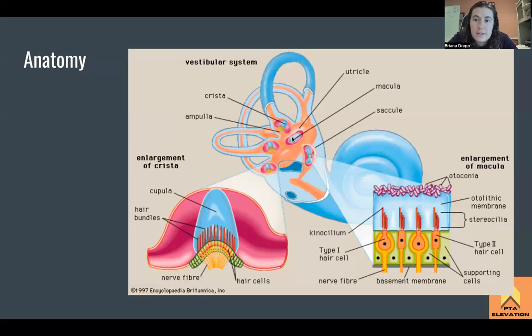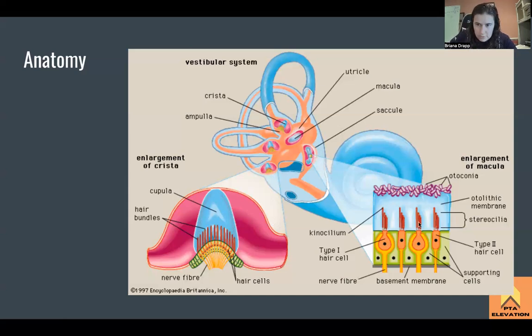You'll see these parts here, the utricle and the saccule. Essentially, that's for nodding our head up and down or tilting our head side to side. What happens is these otoconia will pull on this otolithic membrane and they'll pull everything in one direction. So let's say you nod your head down, the otoconia are going to pull that membrane down, which is going to pull all these hair cells in that same direction.